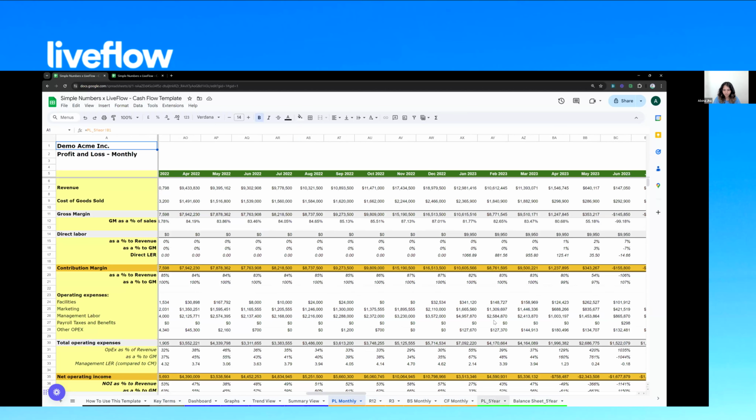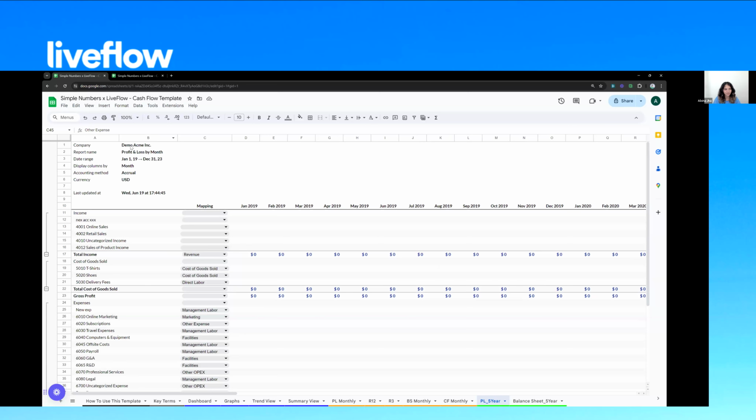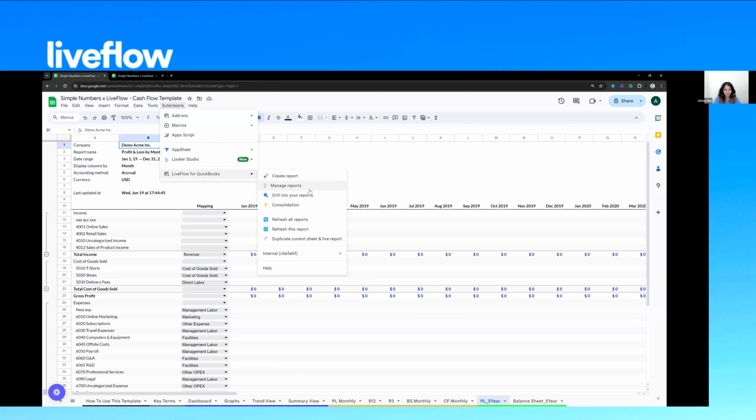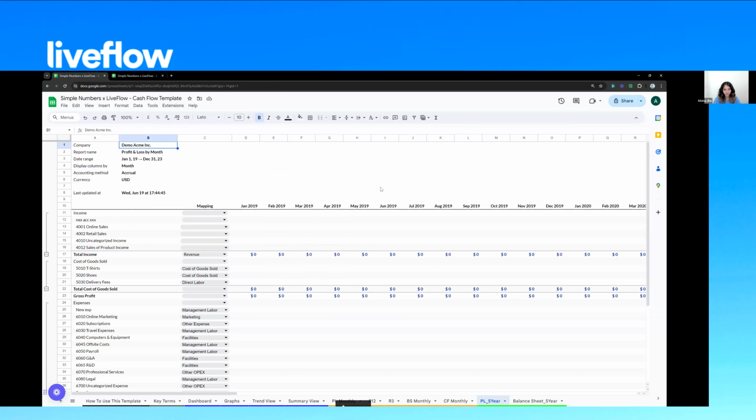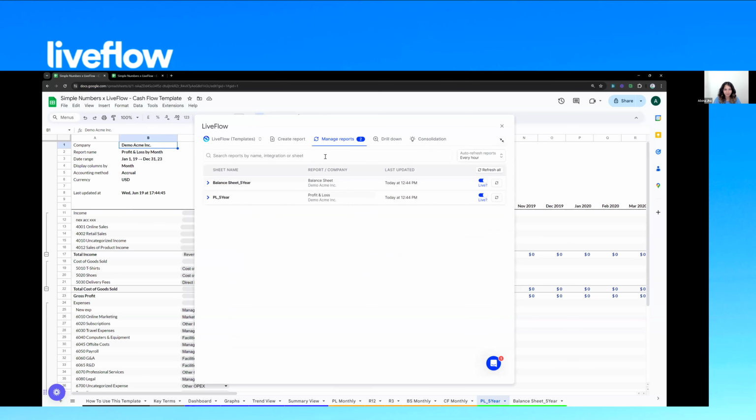So to show you how easy it is to swap, right now I have a demo company here with some very demo data, and I'm just going to go to manage reports within LiveFlow. Some of you are already familiar with this, but this is true for any LiveFlow template, where you can set it up once and then scale it across your entire client base.